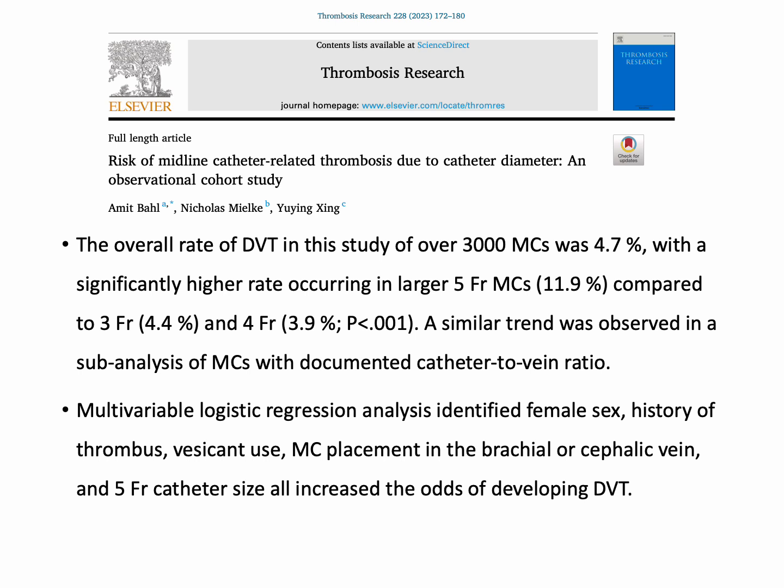They observed a similar trend in sub-analysis of midline catheters with a documented catheter vessel ratio. They performed multivariable logistic regression analysis, which identified female gender, a history of thrombus, the use of vesicants, a midline catheter placed in either the brachial or the cephalic vein, and a 5 French catheter all increased the odds of developing a catheter-associated thrombosis.